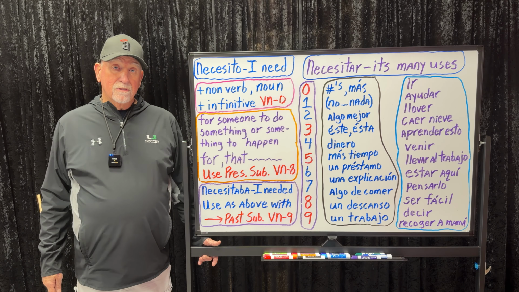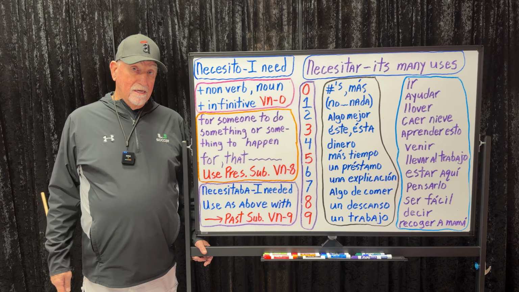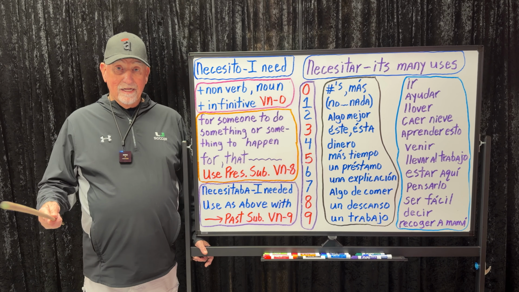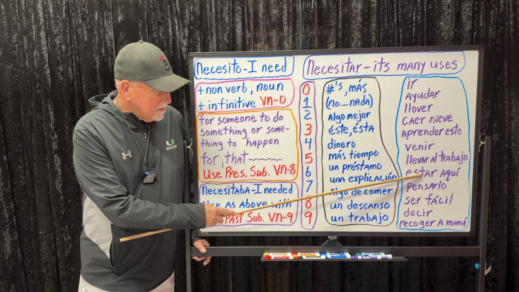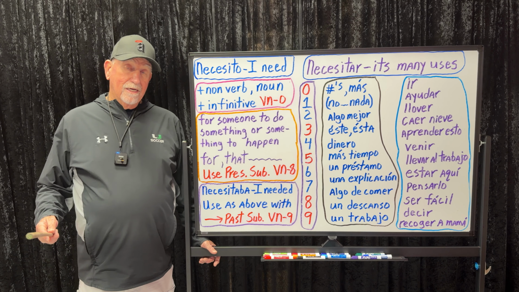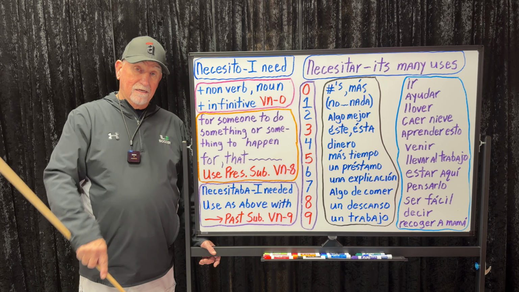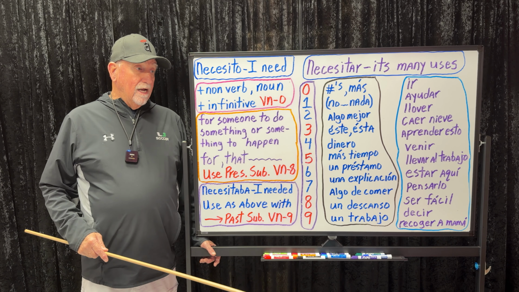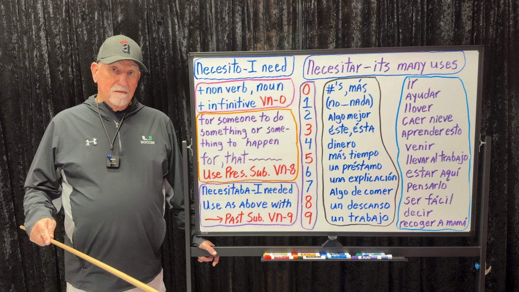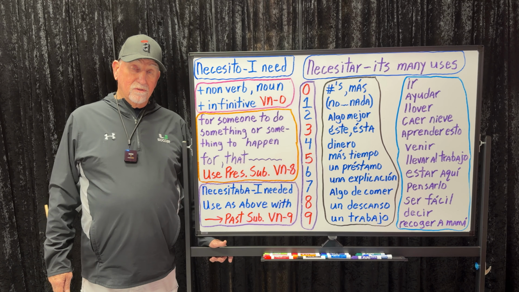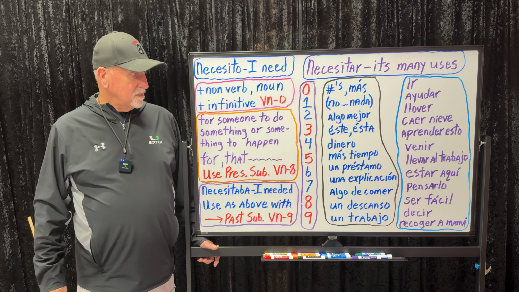Llevar al trabajo. I need for you to take me to work. Necesito que me lleve, add an S. Necesito que me lleves al trabajo. Estar aquí. I need for you to be here tomorrow. Necesito que tú estés aquí mañana. I need for the money to be in the bank by 1 o'clock. Necesito que el dinero esté en el banco para la 1 de la tarde.